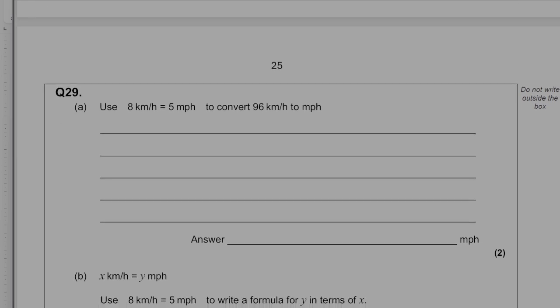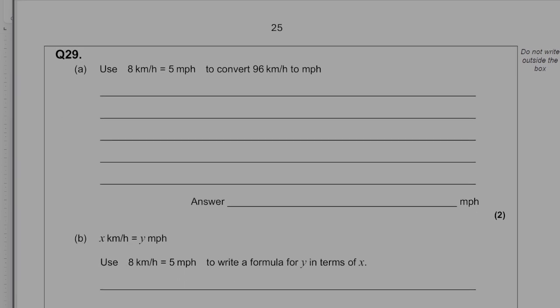Right, question 29. Use 8 kilometers per hour is equal to 5 miles per hour to convert 96 kilometers per hour to miles per hour. Okay, so I'm going to do this with a very, very basic ratio table. So 8 kilometers is equal to 5 miles per hour, and I want 96 kilometers. I should have really put a colon there instead of an equals.